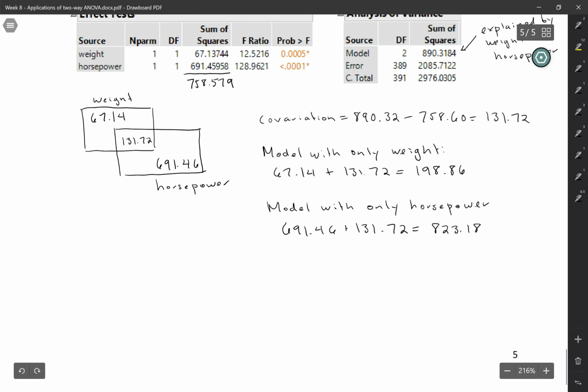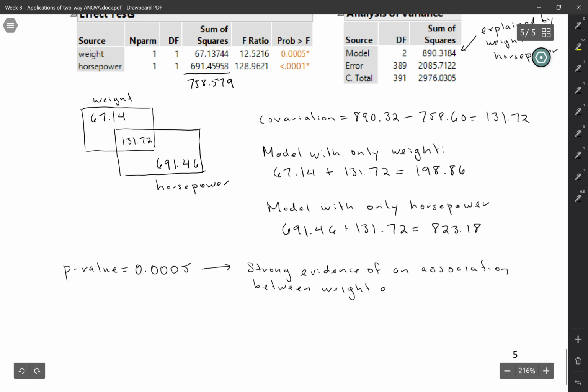It also changes the way we interpret our p-value. So let's say we want to interpret the p-value for weight. That was 0.0005, a very small p-value. So this tells us that we have strong evidence of an association between weight, that's the variable we're talking about right now, and acceleration. But we do have to add this tag because we have a confounding variable. So there's a significant association between weight and acceleration after adjusting for horsepower.